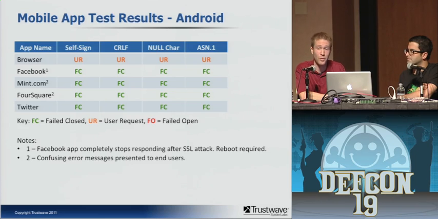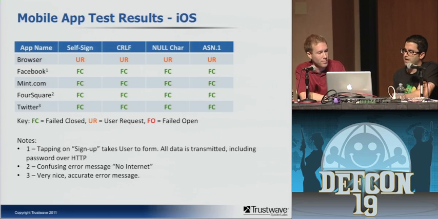The other thing we found was confusing error messages. None of them said bad SSL certificate. They would say things like no network connection or server busy, or basically fallback error messages that just assumed there couldn't be a problem with the SSL cert. It was something else. So that was a little bit of an interesting revelation for us.